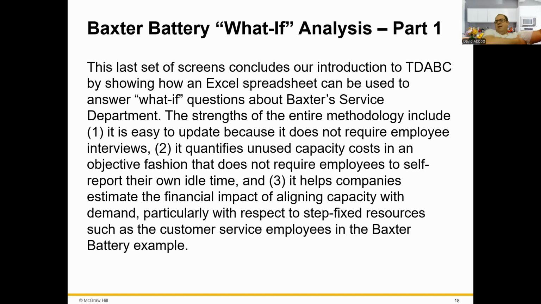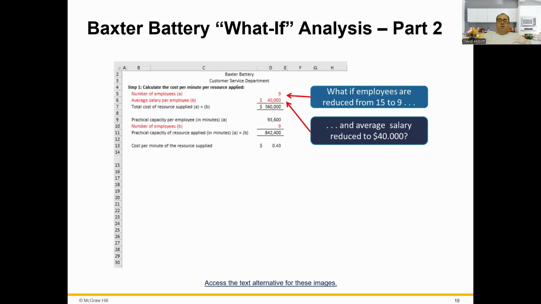The strengths of this entire methodology include that it's easy to update because it doesn't require employee interviews. It quantifies unused capacity costs in an objective fashion. It doesn't require employees to self-report their own idle time, and it helps companies estimate the potential impact of aligning capacity with demand, particularly with respect to step-fixed resources such as customer service employees.